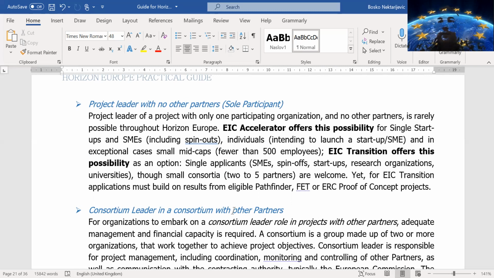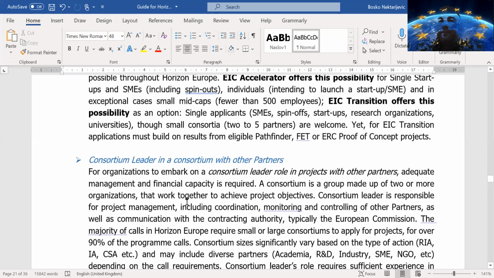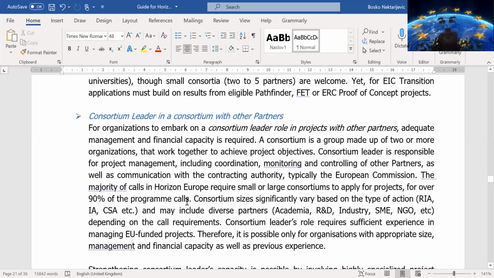And as well, those types of actions need to build on results from previous Pathfinder, Future and Emerging Technology schemes, or European Research Council proof of concept projects, and so on. Next option for you is to be a consortium leader in a consortium with other partners.